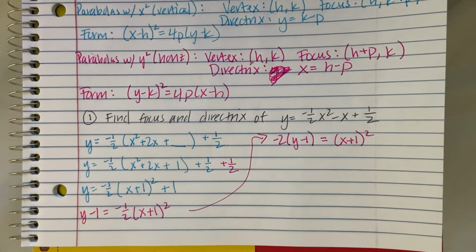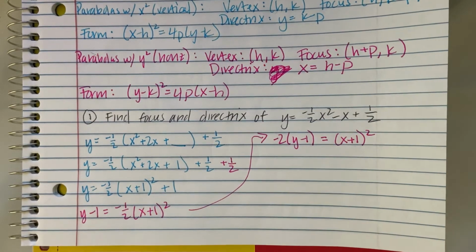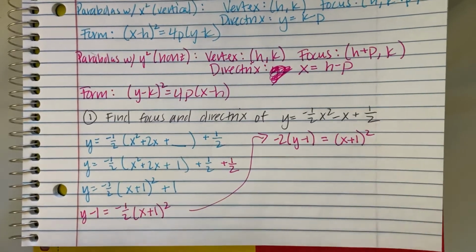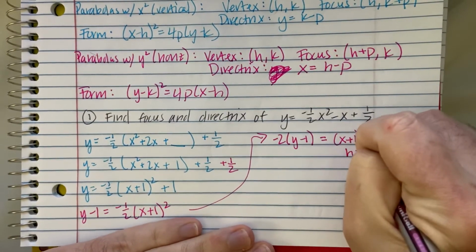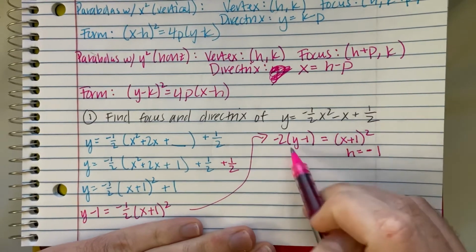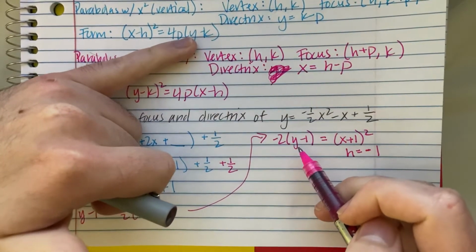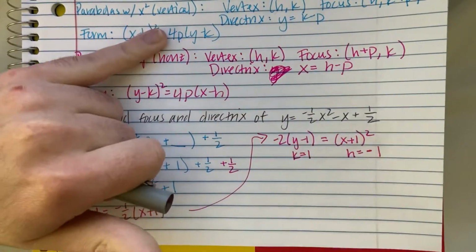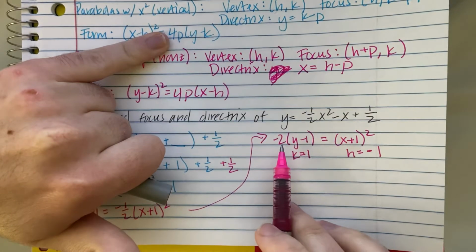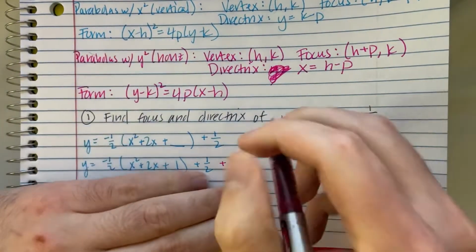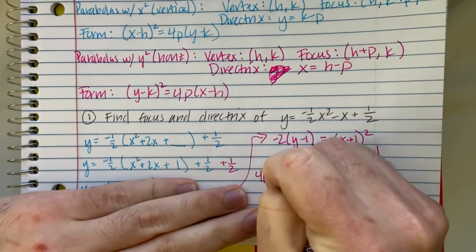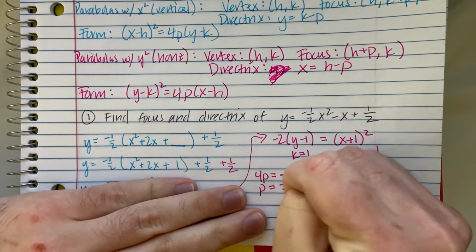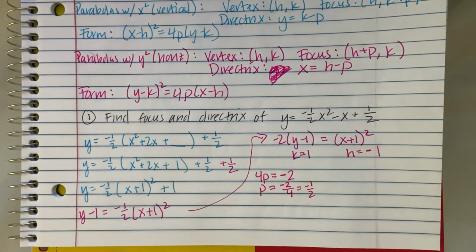This is the form that helps us find p. We already knew what h and k were. Here h is negative 1 because it's x minus negative 1. It's supposed to be y minus k, so we already have a minus, so k equals 1. Now 4p is equal to the number out in front. So 4p equals negative 2, so p is negative 2/4, which is negative 1/2. So there are my h, k, and p.